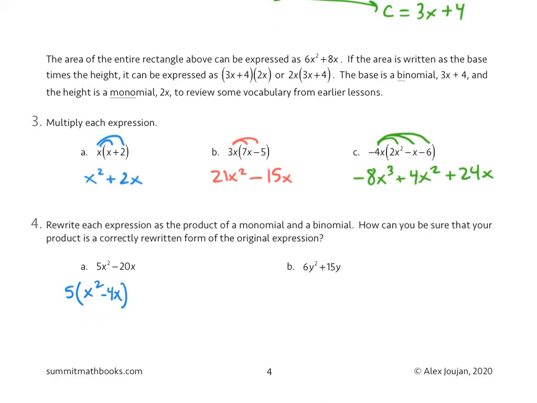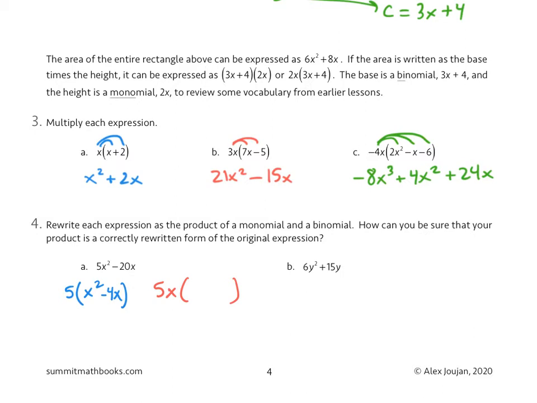But there's another way you could write this. There's a 5 that is a common factor of both of these terms, but both of these terms also contain an x. This is x times x, this is x. So 1x is common to both. So we can say that x is a common factor. That means 5x is a common factor of both of these expressions. Now I can write parentheses and put an expression inside the parentheses that when I multiply it by 5x, it equals 5x squared minus 20x.